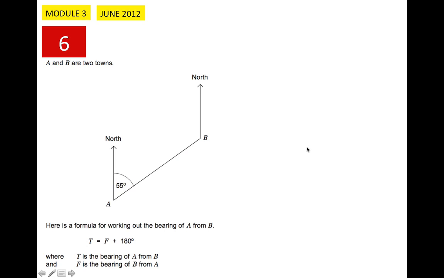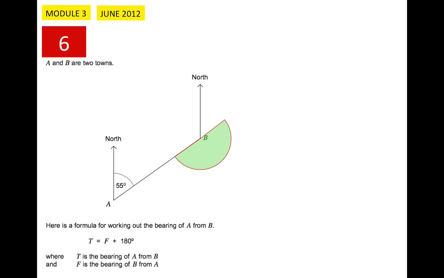And if I just move that angle along and put it against the reverse bearing, you can see that the difference between the bearing from one town to the other and the reverse bearing is 180 degrees, and it's always 180 degrees because of the properties of angles and parallel lines.